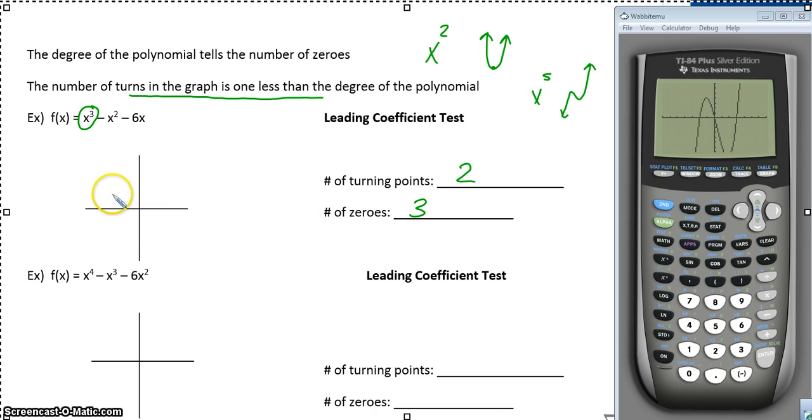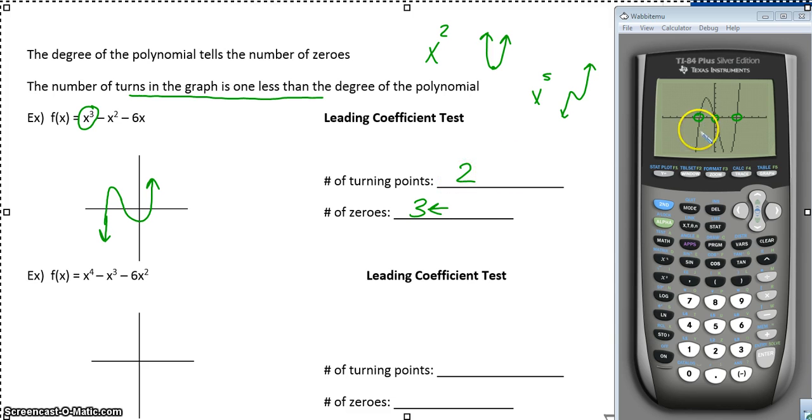So this graph is going to look something like this. It's going to be an S-like shaped graph. The left side is falling, the right side is rising. So I just drew a generalized shape of that. I can actually look at the actual graph of that and notice that it's touching the x-axis in 3 different spots, hence the number of zeros.